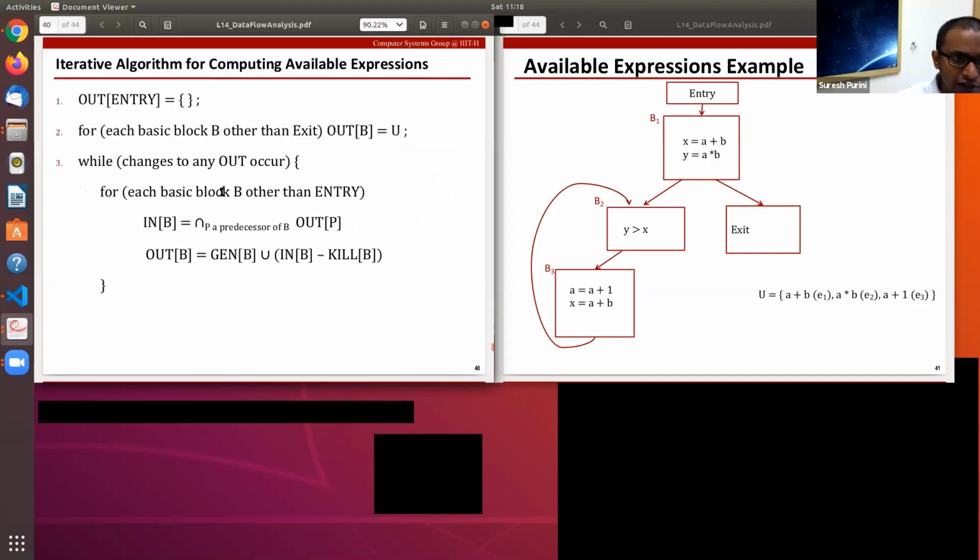And what is the algorithm for this? So you know that the boundary condition is that the expressions that are available in the entry basic block is the null set, unless you do some interprocedural analysis and are able to get a better estimate for this set. This is what we start with. And so we have to come up with an initial estimate of the available expressions for different basic blocks. So here we start with an overestimate. U is the universe of all expressions. So here, important observation, overestimate.